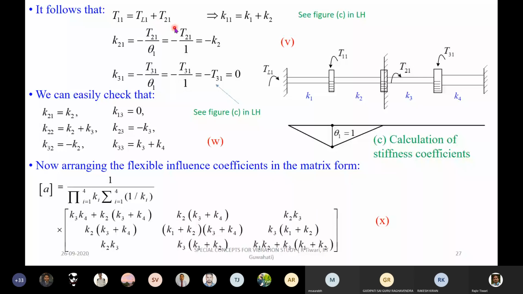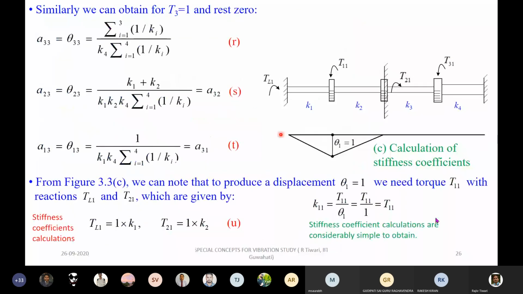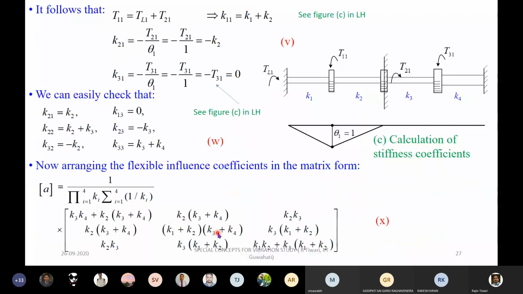And in the previous slide, T11 is K11, TL1 is K1, and T21 is K2. So that has been substituted here. So here you can see that the K11 coefficient, which is of the stiffness matrix, is expressed in terms of K1 and K2. So K11 is equal to K1 plus K2.